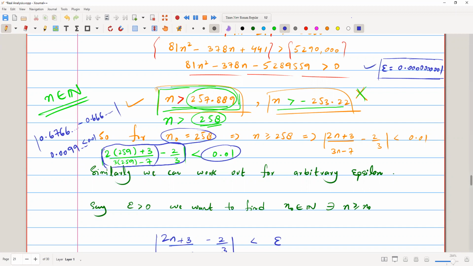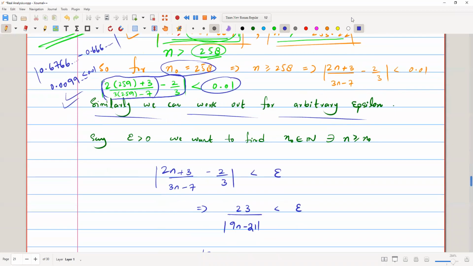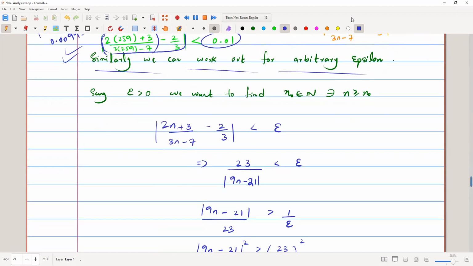So epsilon is a small positive number, it's greater than 0, and I can assume it as small as I can. So this condition should be verified every time for the convergence of the limit. Okay. Similarly, we can work out for an arbitrary epsilon, just like we worked out here for 0.01, in a similar manner.